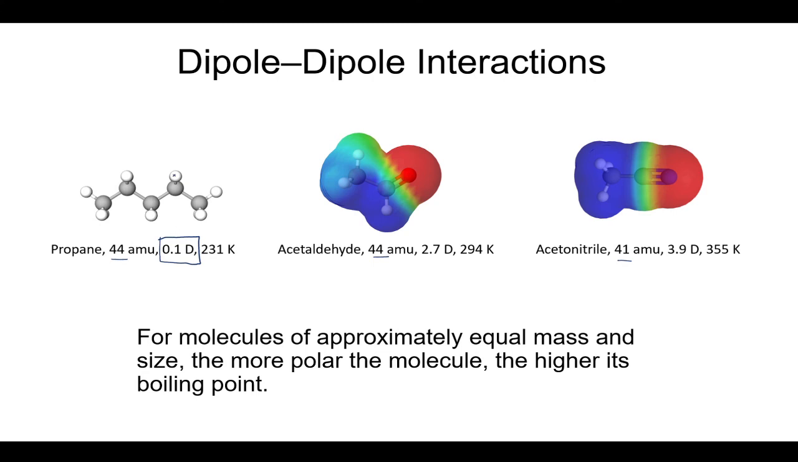Dipole-dipole forces are stronger. So as I go to higher dipole strength, the boiling point goes up. From 231 below room temperature in propane, to 294 about room temperature in acetaldehyde, to 355, much higher than room temperature, in acetonitrile. So again, the trend in boiling point or any of these properties is that they will change, and boiling point goes up as the intermolecular force gets stronger.